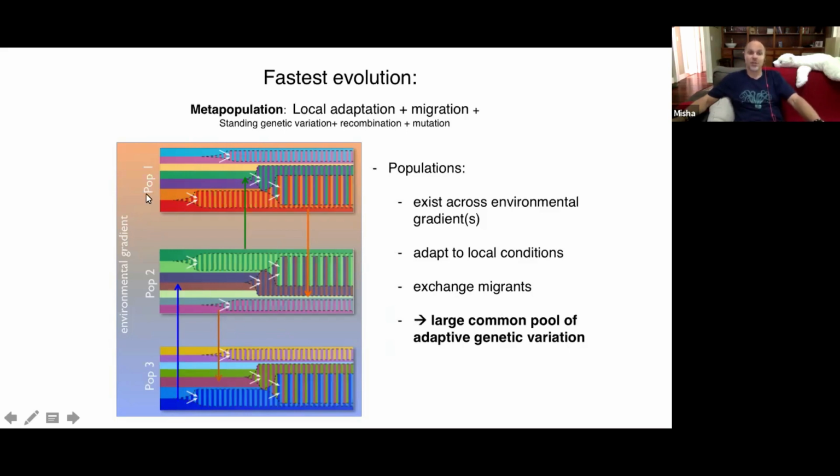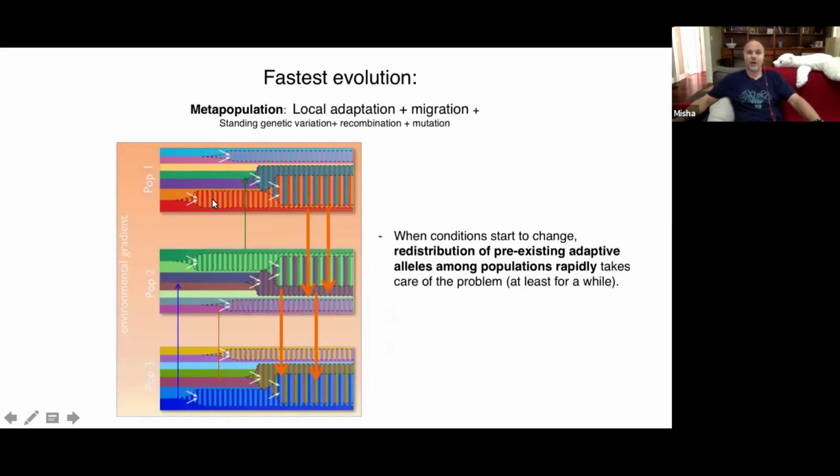When conditions start to shift, for example, everything warms up in this thermal gradient, all you need to do is reshuffle these already existing adaptive variants among populations and rescue the ones which used to be cold and are now hotter from extinction, by just borrowing solutions which were already developed somewhere else in the interconnected populations. So redistribution of pre-existing adaptive alleles might be a very important aspect of evolution of corals.